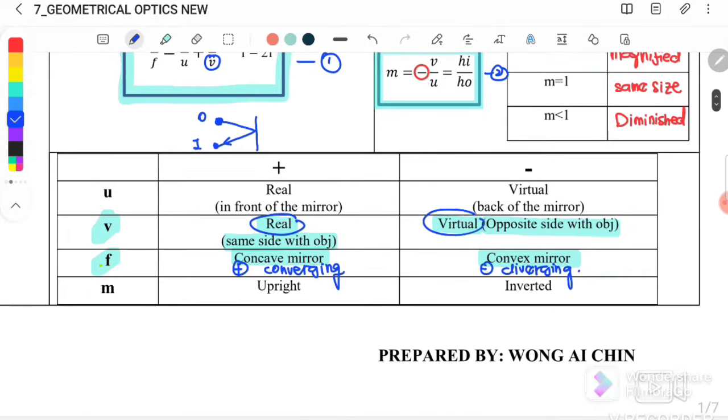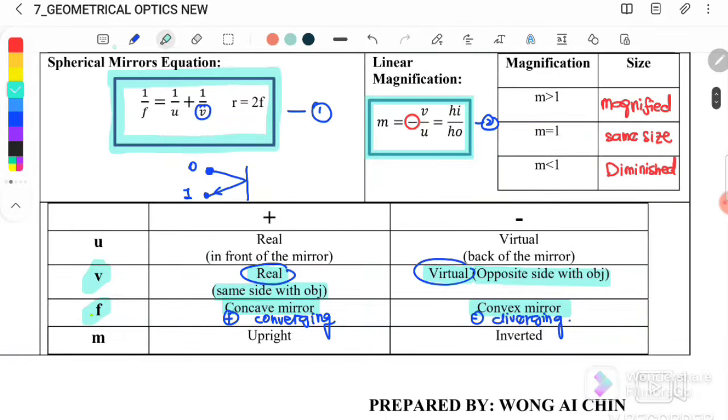Then we also have the value for m, the magnification, or h image. If the value that you get is positive, the image formed is upright. Whereas if the value for m or the image height is negative, the image formed is inverted.